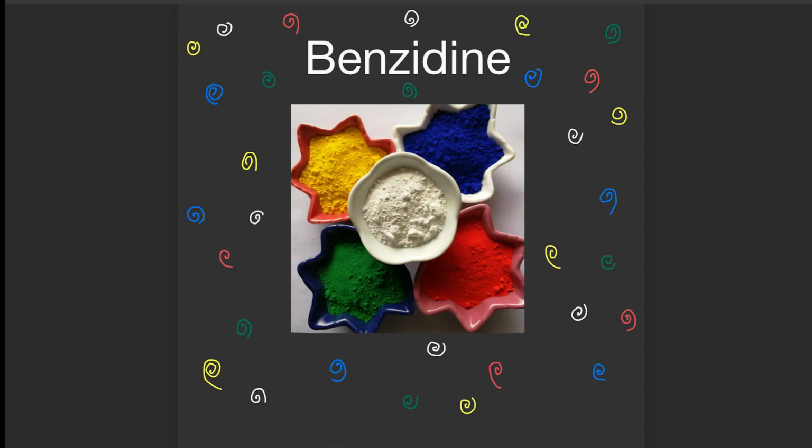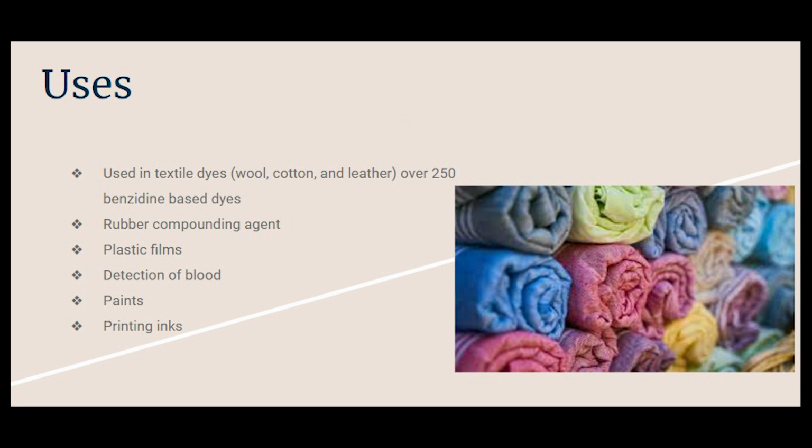Today I'm going to talk about benzidine, which is a synthetic chemical that was widely used from the 1850s until 1973. Some of the original uses for benzidine were in textile dyes, meaning colors for wool, cotton, and leather, with over 250 benzidine-based dyes available. It was also used as a rubber compounding agent, in plastic films, detection of blood, paints, and printing inks.